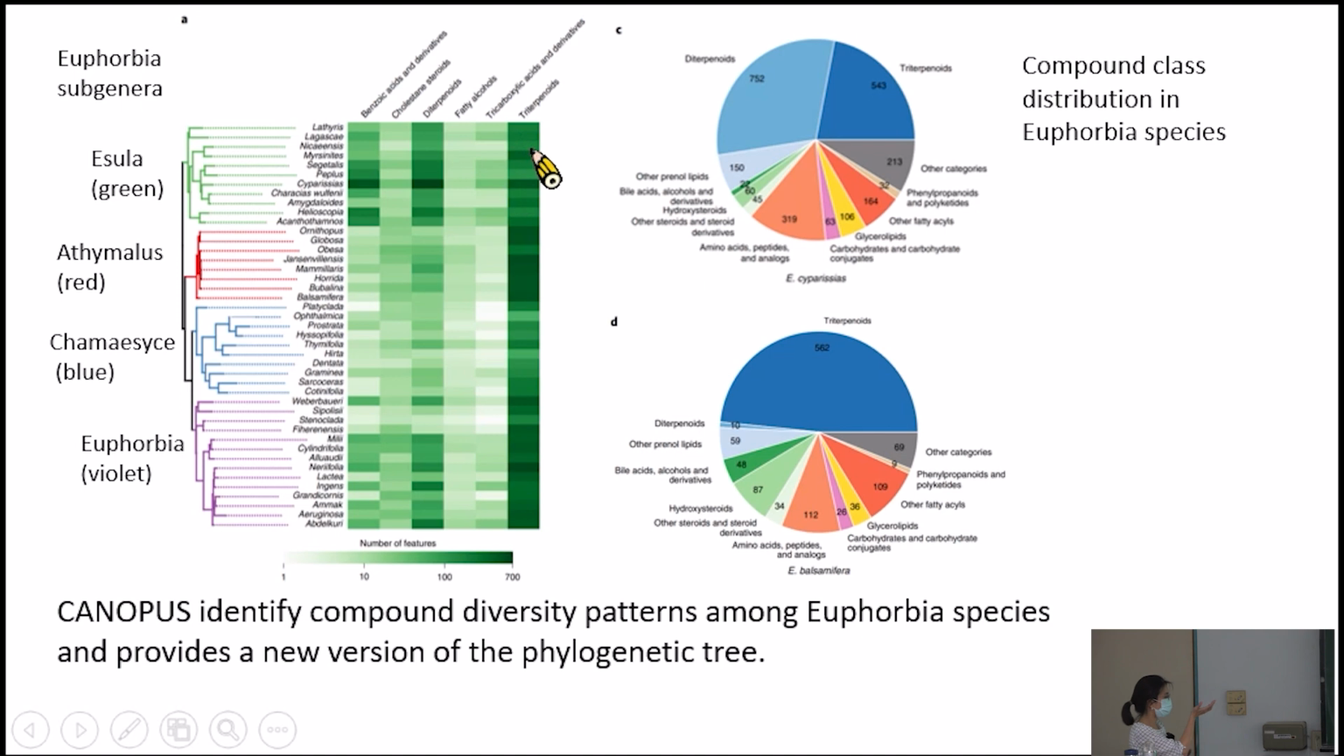Okay, so based on this data, they also find the other compound classification distribution in different Euphorbia species here and here. And you can find out they have different components. So they also mention that this Canopus can identify the diversity patterns among different species, subgenera of plants. And they found that this may provide a new version of the evolutionary tree identification. Okay, so this is kind of another approach that can help us to discuss the evolution of this plant.